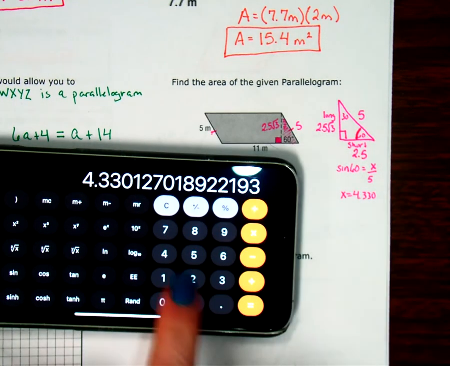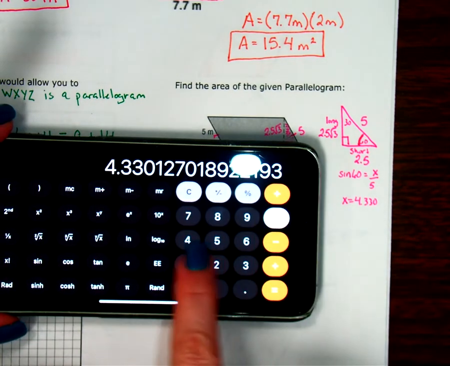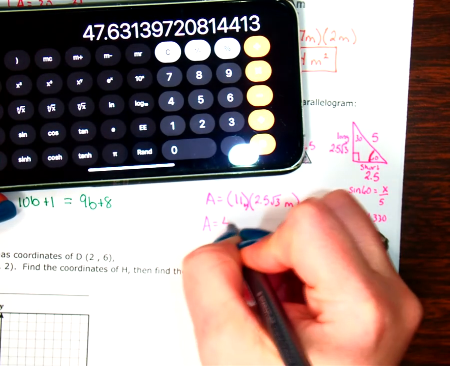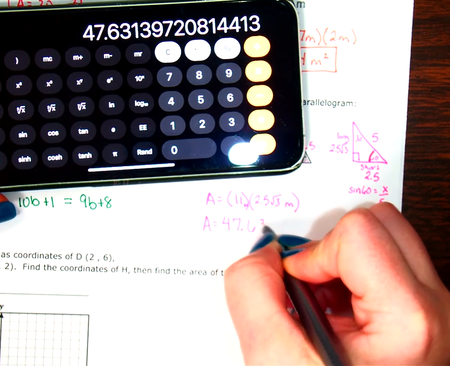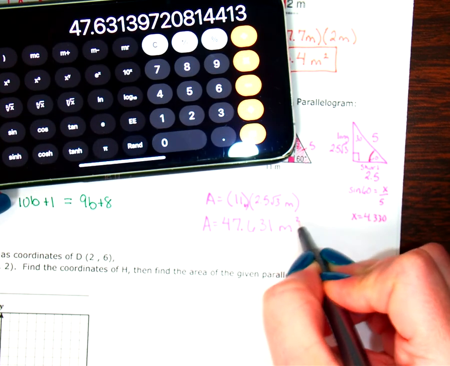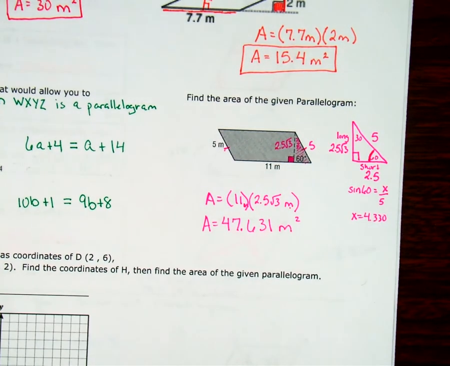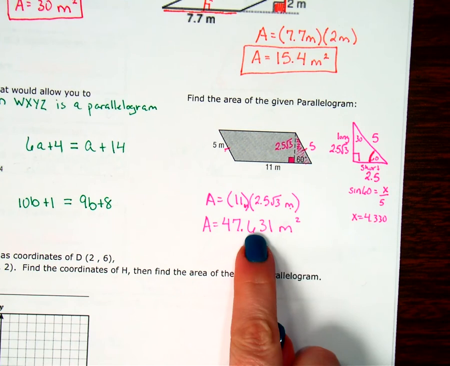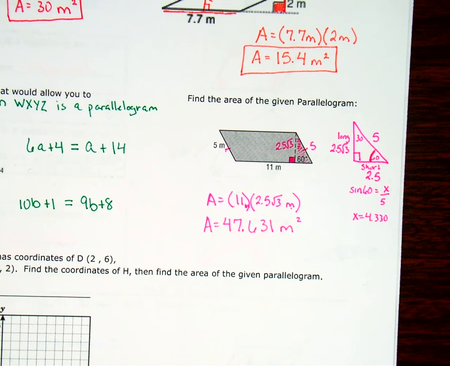So then, I already have that part in my calculator. It's just 11 times this number. So I'm going to take this number and do times 11, and I get my area, equals 47.631. There's no problem with decimals. Meters times meters is meters squared. And again, that square cannot be written unless it's on the units. If you write the square on the number, it's not correct. Okay? Make sure you write it on the units.